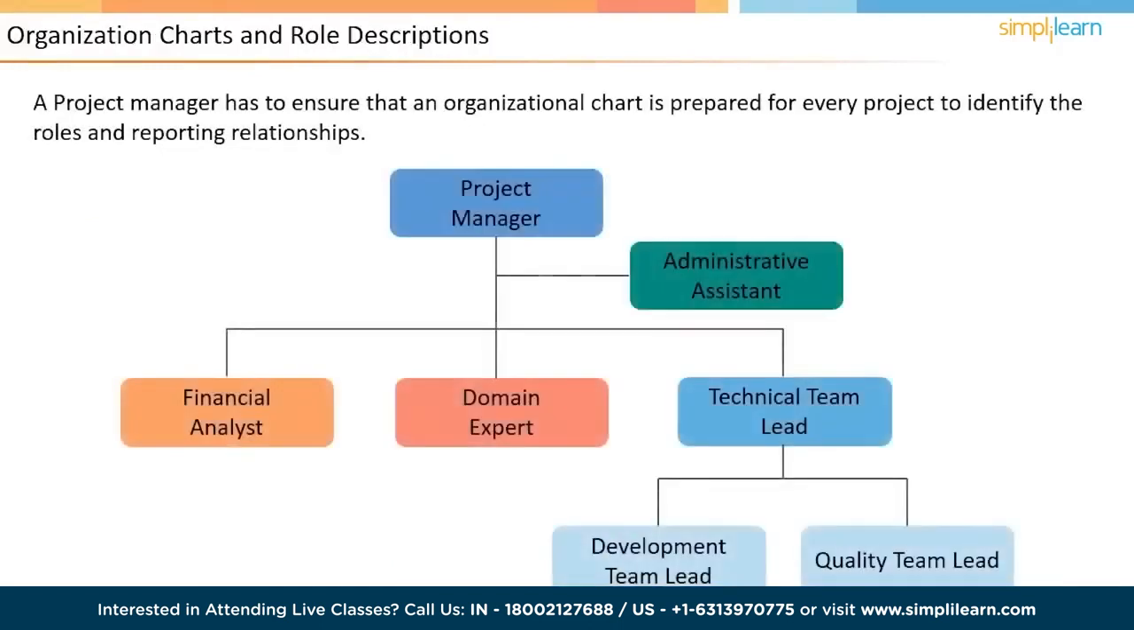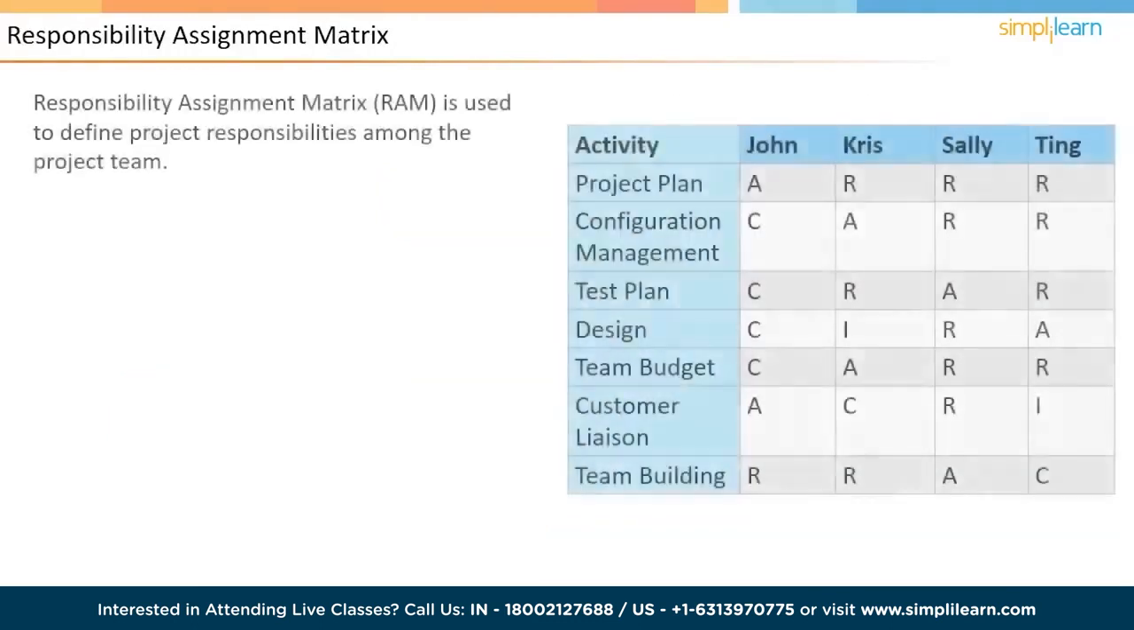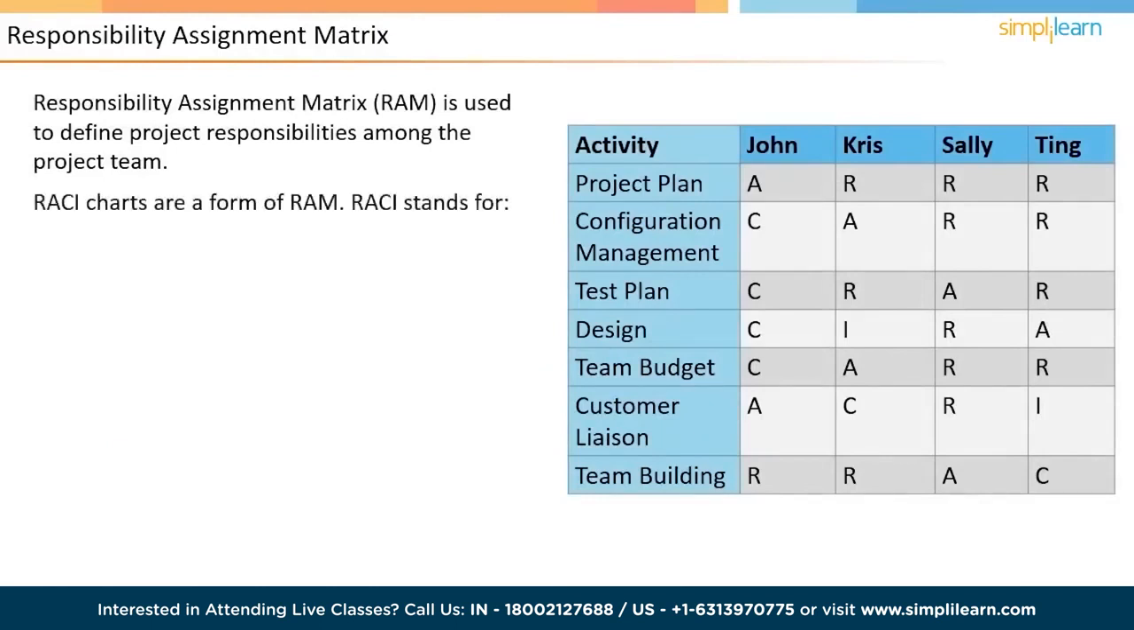A project manager needs to make sure that there is an organization chart prepared specifically for the project. It should clearly identify the roles and the reporting relationships between them. A sample organization chart is shown on the slide. Another way of clearly delineating responsibilities among team members is by using a responsibility assignment matrix. One form of responsibility assignment matrix is the RACI chart.